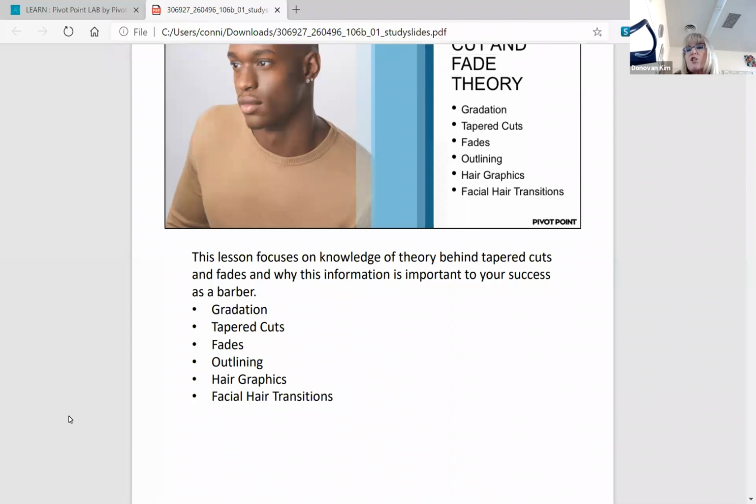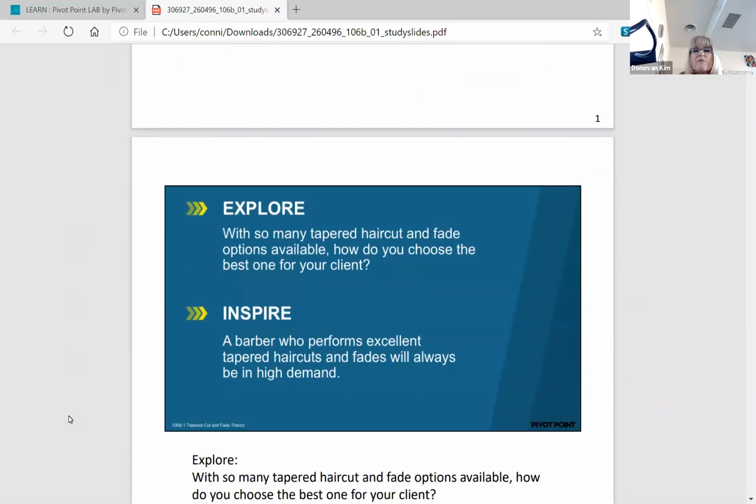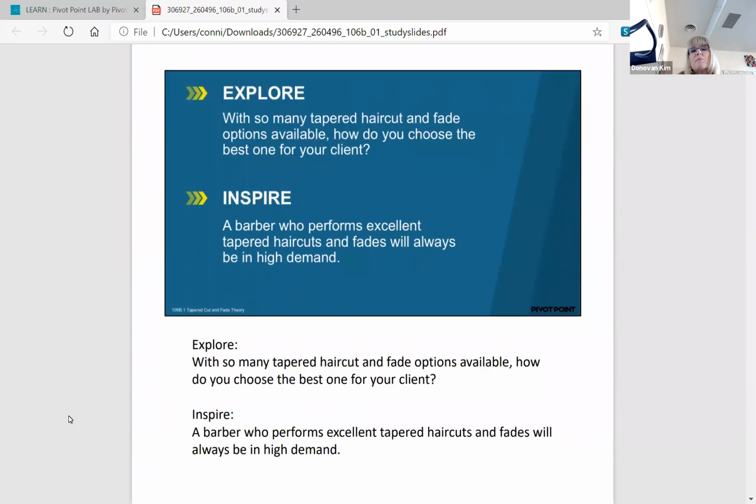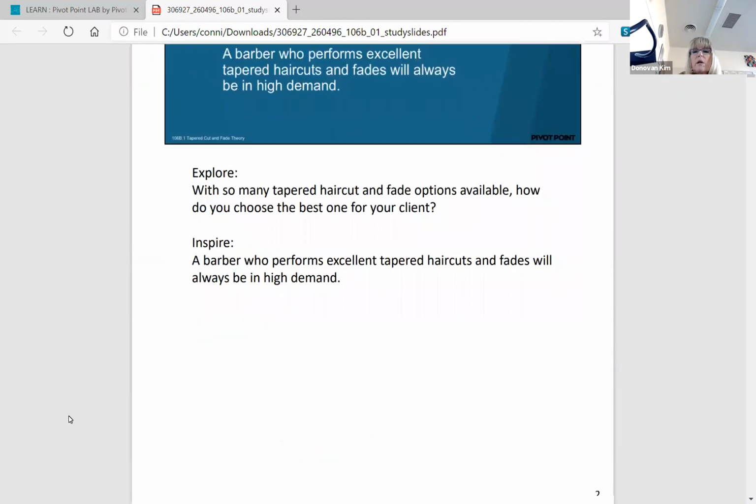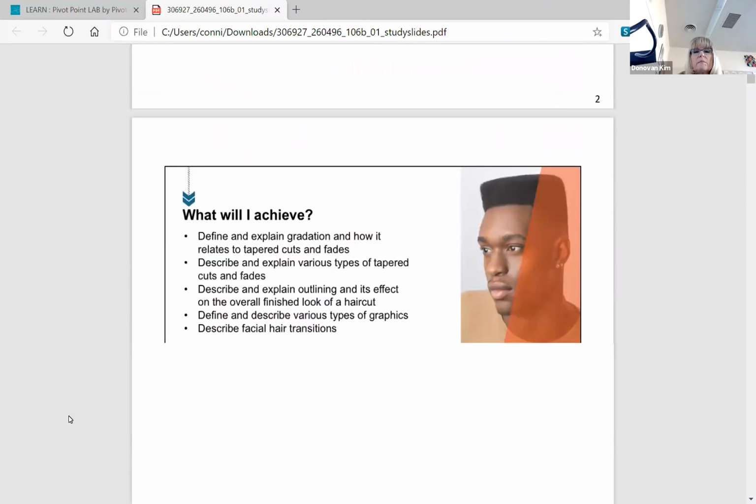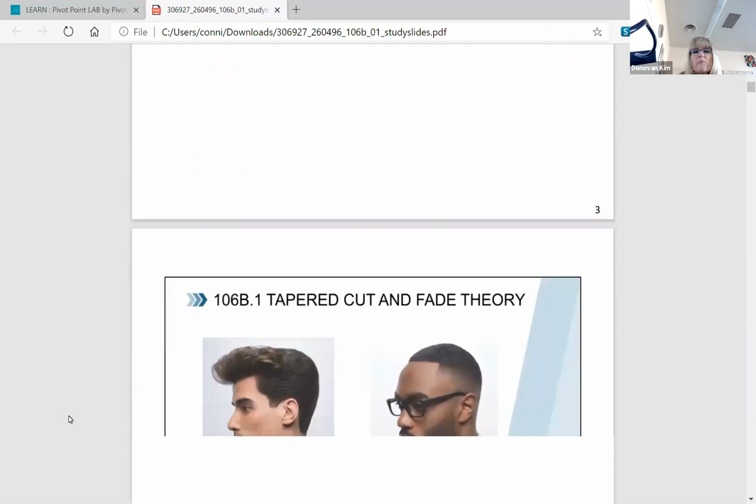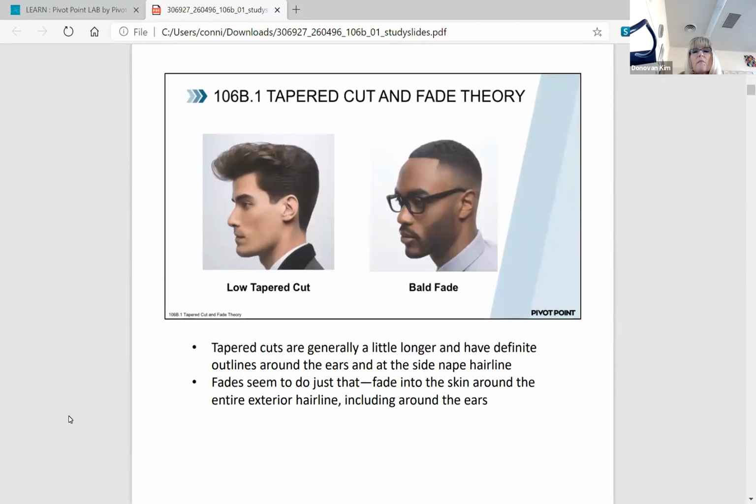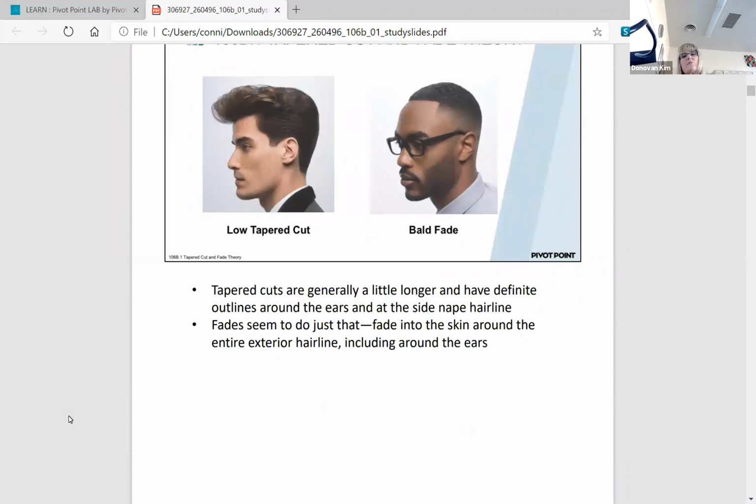Gradation, taper, cushion. And remember, there are 100 different techniques out there, but you have to know the basics first before you can figure out which technique works best for you. So this is what they're saying here about the low taper cut: you're going to find definite outlines around the ears and the sides, where a fade is just going to fade up into nothing, or fade up from nothing into hair.